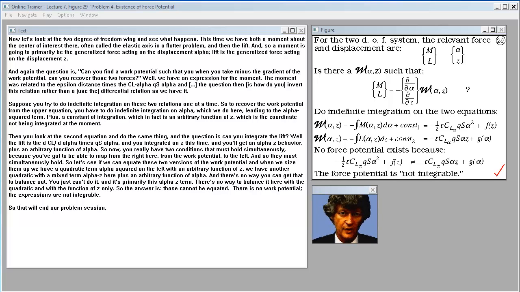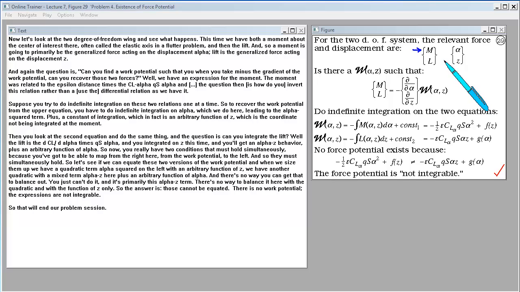Now let's look at the 2 degree of freedom wing and see what happens. This time we have both a moment about the center of interest there, often called the elastic axis in a flutter problem, and then the lift. And so a moment is going to primarily be the generalized force acting on the displacement alpha. Lift is the generalized force acting on the displacement z. And again, the question is, can you find a work potential such that when you take minus the gradient of the work potential, can you recover those two forces?